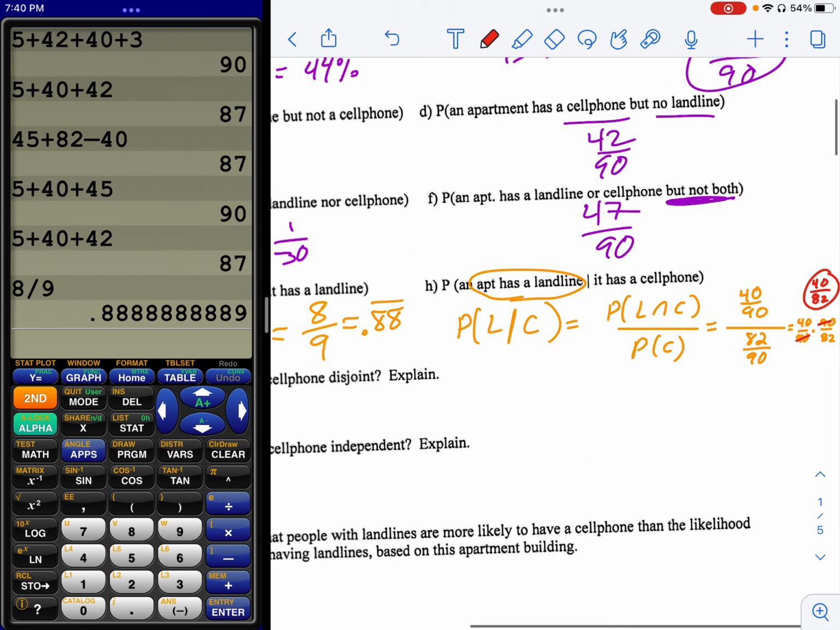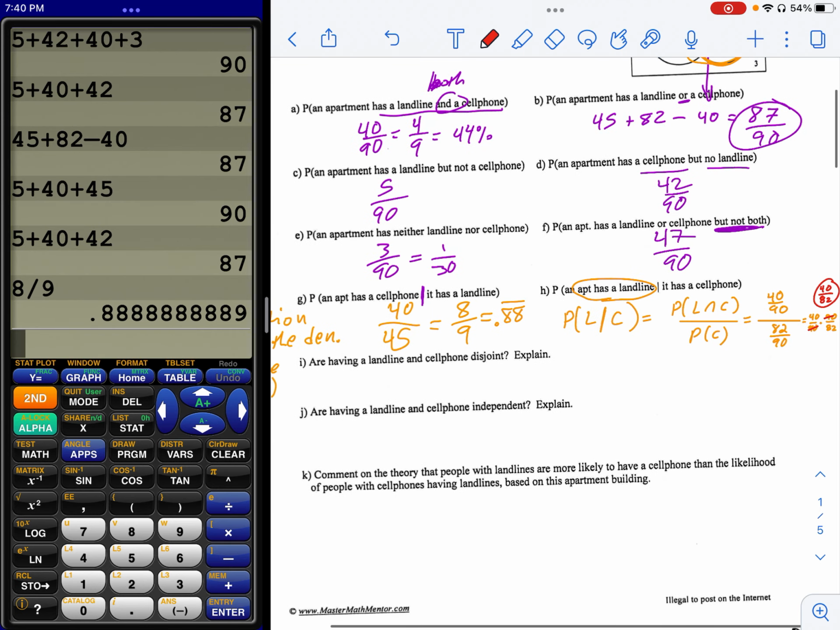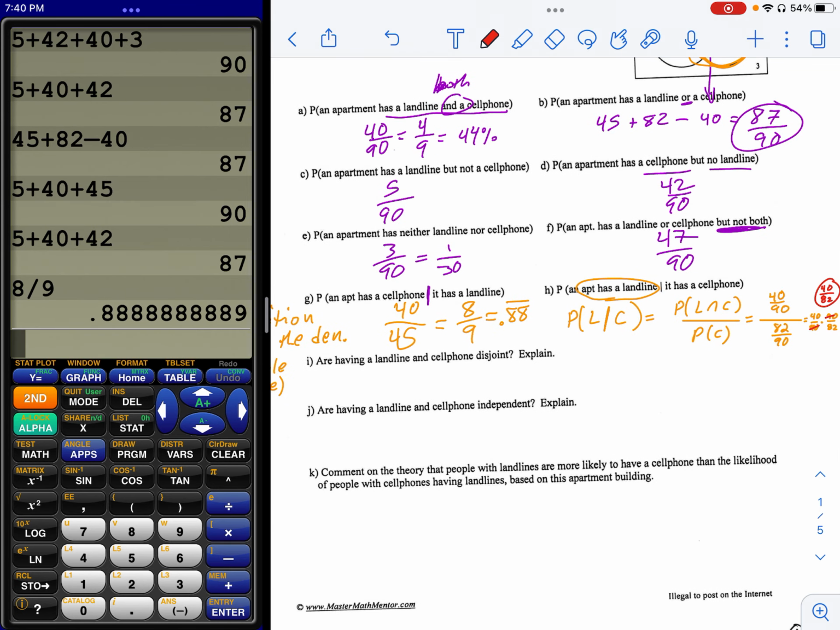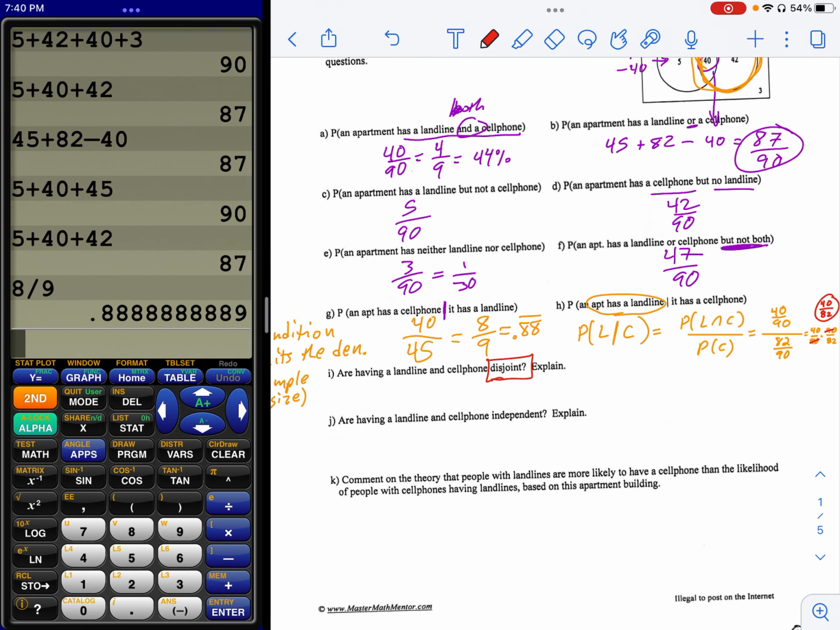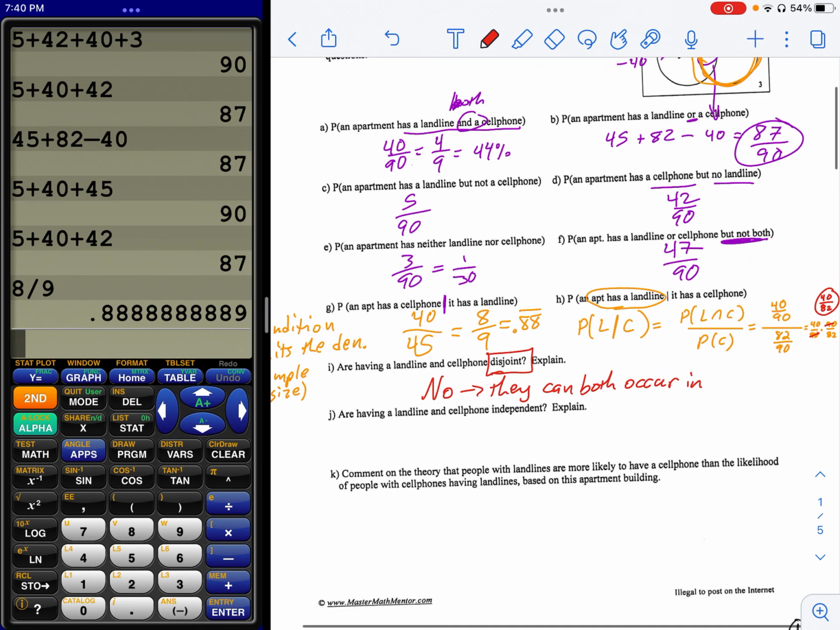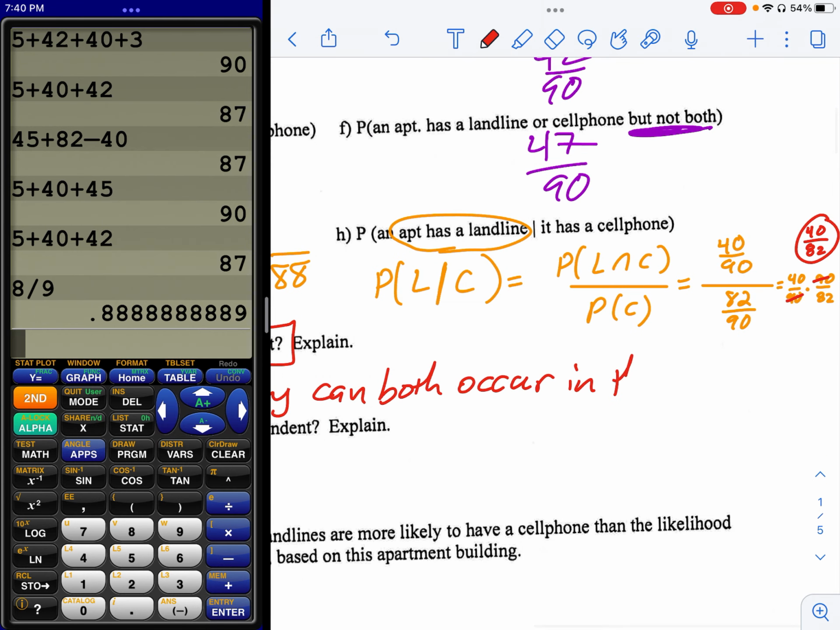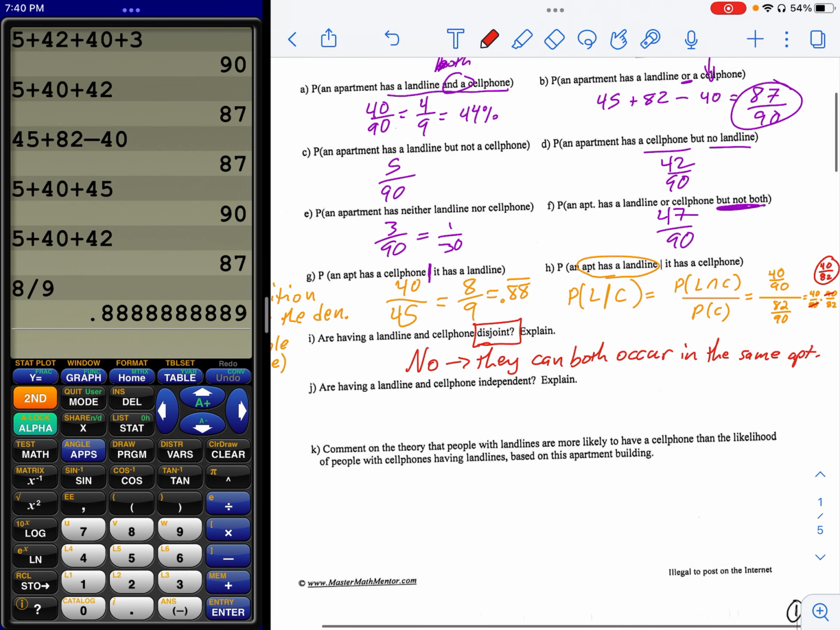Okay? That's using the formulas. That might be a little bit much this time, but all right. Are having a landline and a cell phone disjoint, meaning disjoint means they don't happen at the same time? No. Explain: they can both occur in the same apartment. They can both occur at the same time.